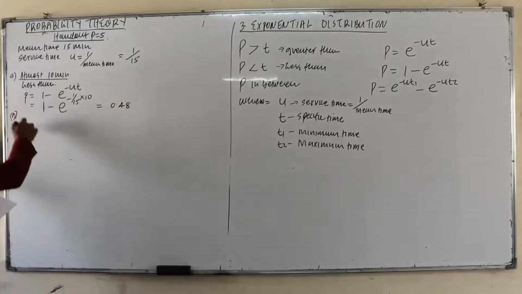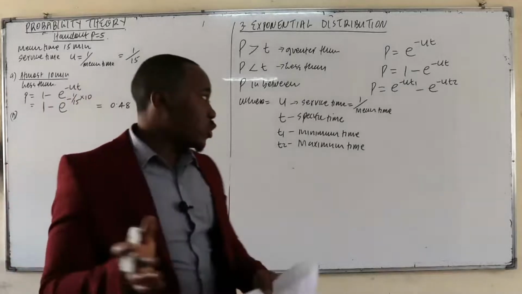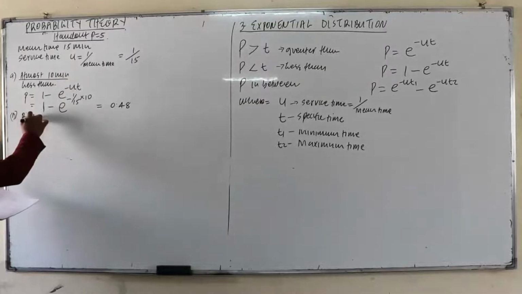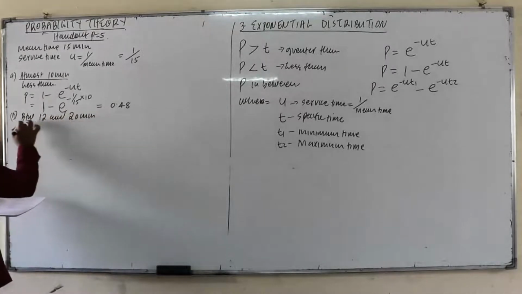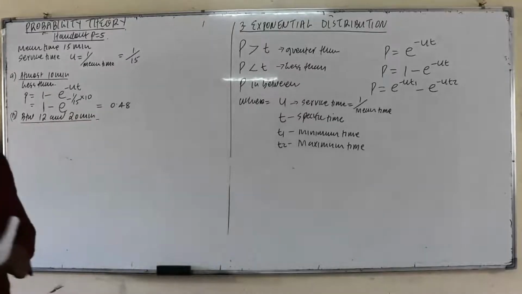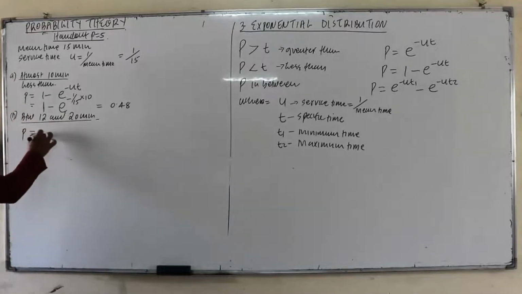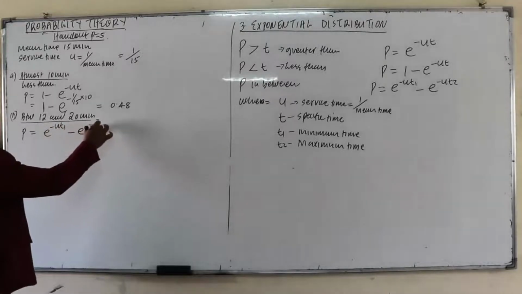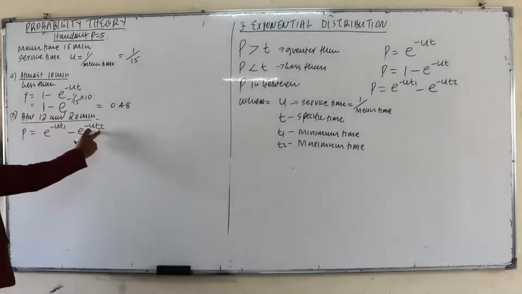Number B of the question. Between 12 and 20 minutes. So how do we get the probability of you being served for between 12 to 20 minutes? In this case, to get the probability, you take e^(-UT1) minus e^(-UT2), where T1 is the minimum time, that's 12. T2 is the maximum time, which is 20.